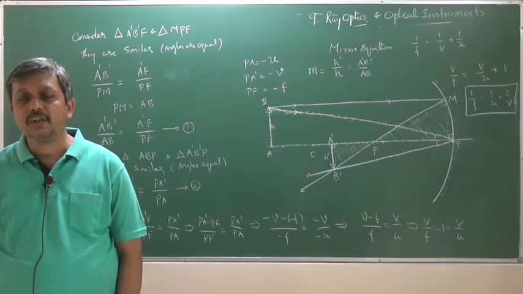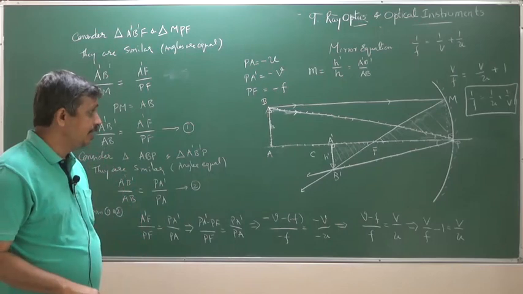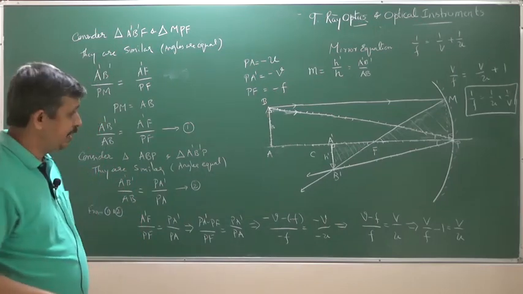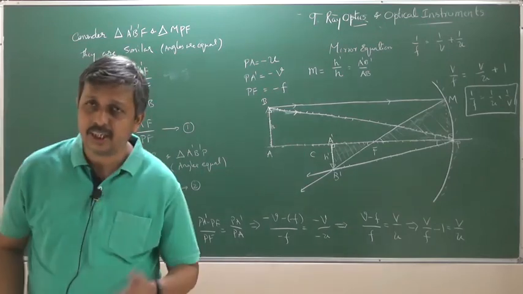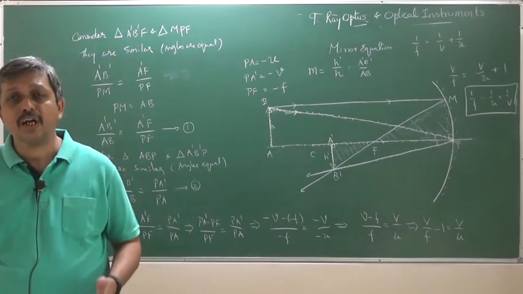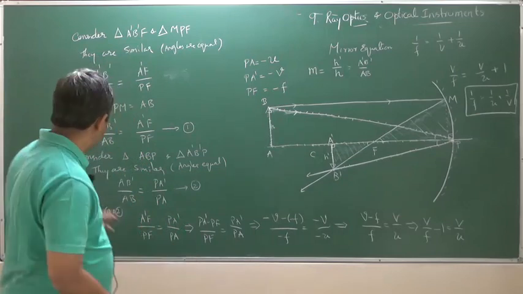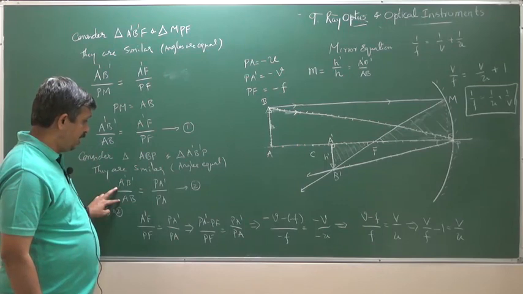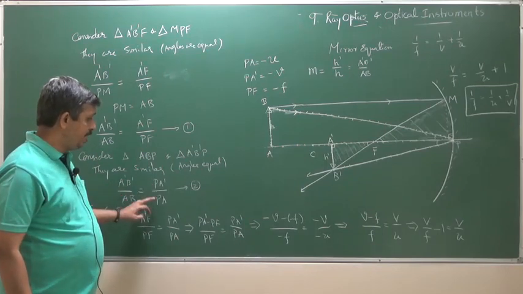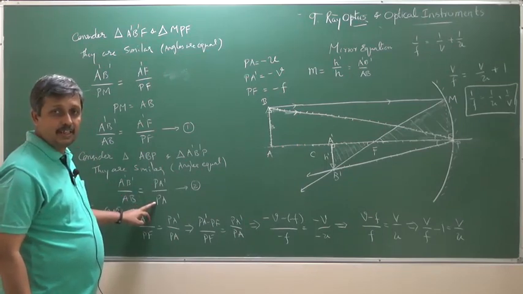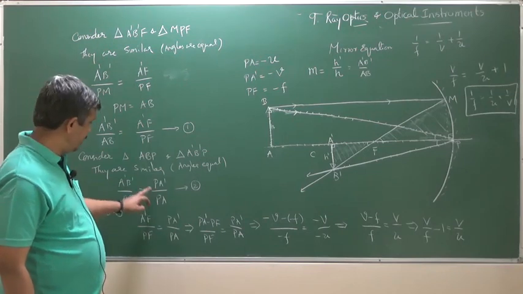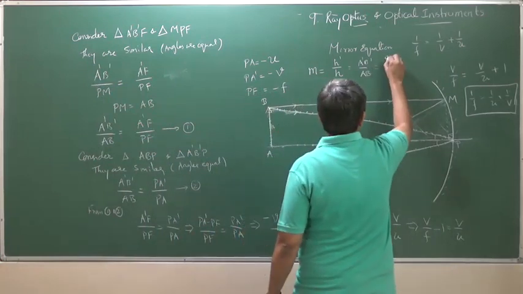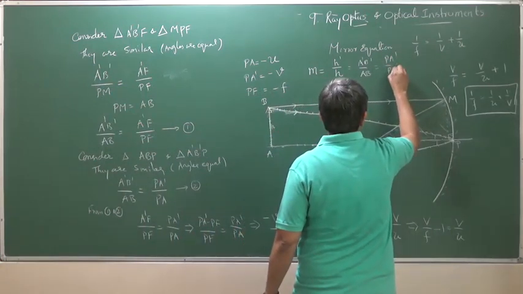Okay, so you can substitute here the A dash B dash and AB. Basically, they are in the form of U, and so we know A dash B dash by AB. Look at this equation: A dash B dash by AB is PA dash by PA. So we can write it as A dash B dash by AB is equal to PA dash by PA.